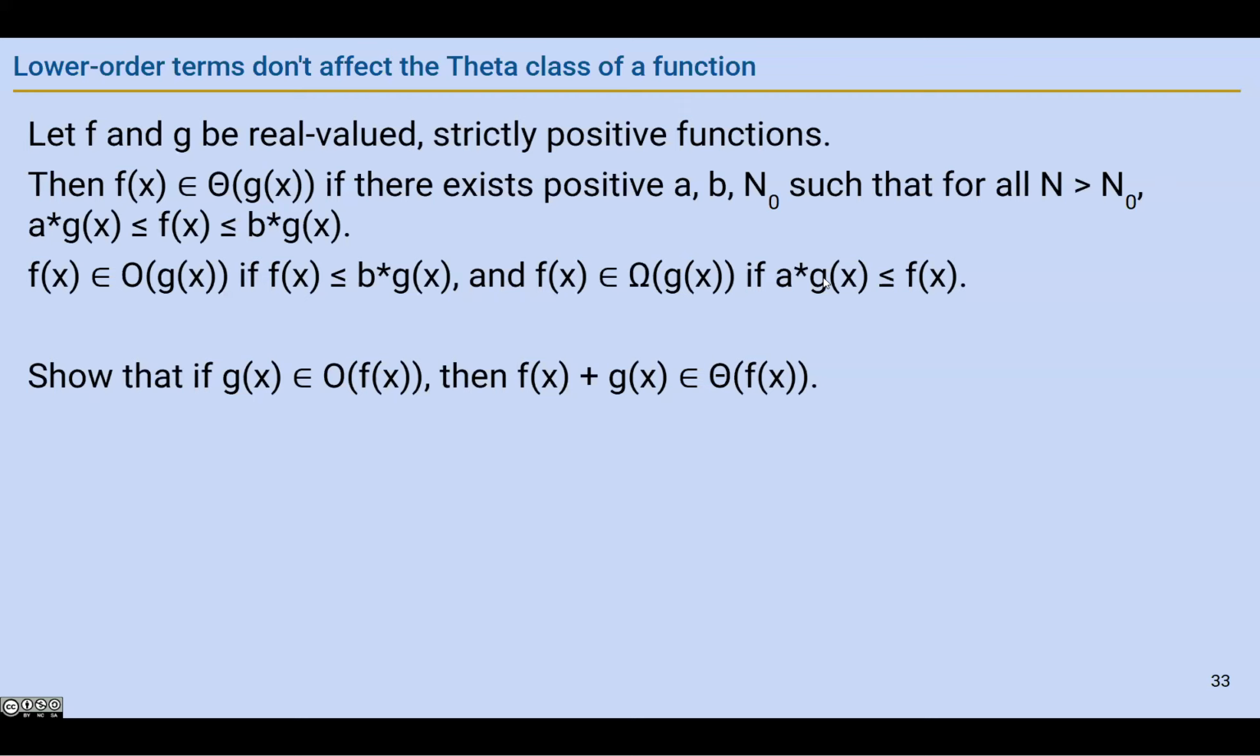Well, let's try and go one step at a time. In order to prove a theta bound, we want to prove two inequalities. First, that f of x is less than or equal to b times g of x, and second, that f of x is greater than a times g of x for some constants a and b. So, did anyone have a way to show that f of x plus g of x is O of f of x?